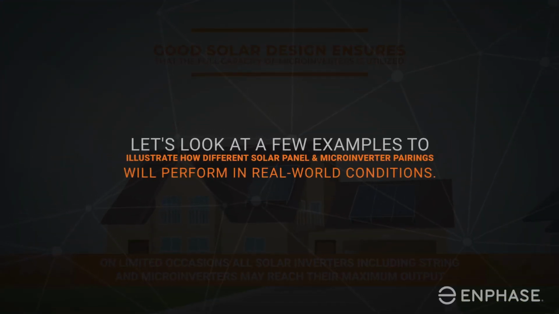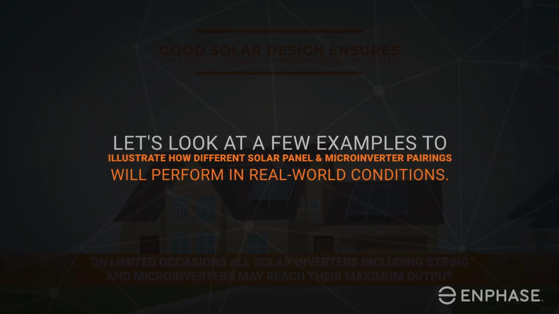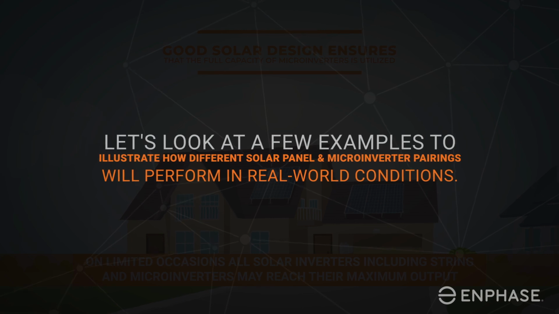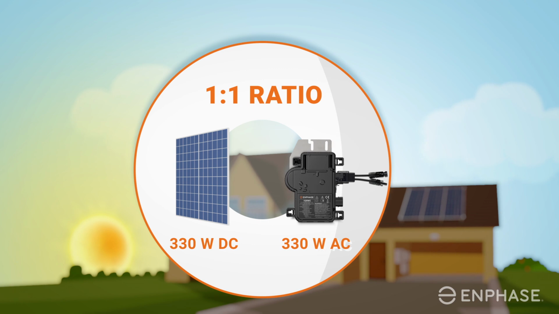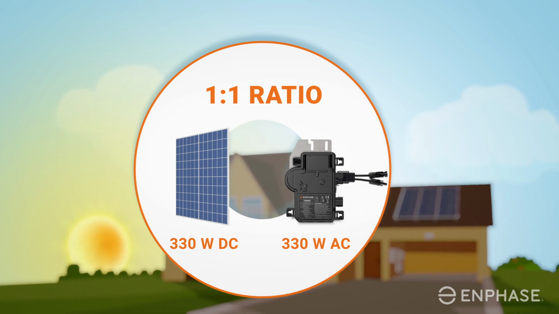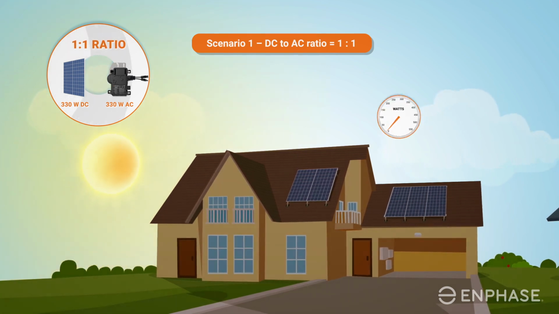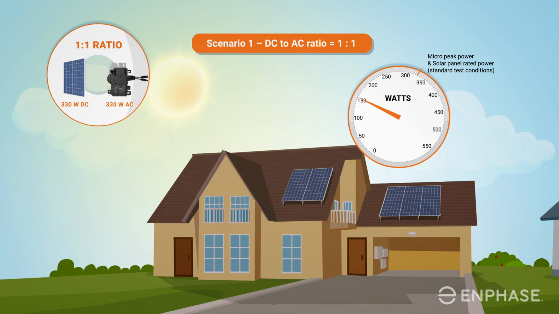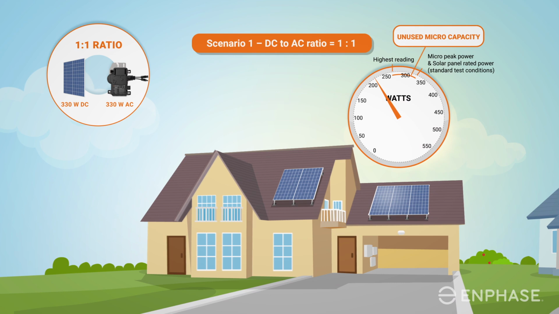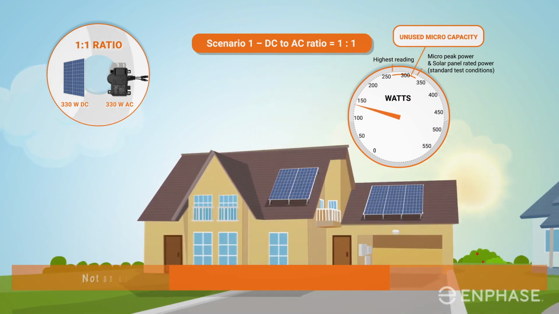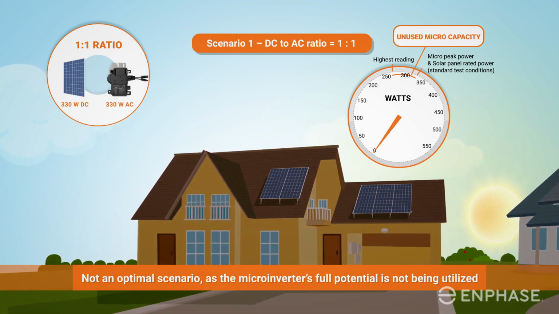Let's look at a few examples to illustrate how different solar panel and microinverter pairings will perform in real-world conditions. Here we have a pairing where the DC rated power of the solar panel is the same as the AC peak power of the microinverter. This is considered a DC to AC ratio of 1:1. During the sunniest time of year, when a solar panel's power output peaks, the highest level is well below the maximum capacity of the microinverter. This scenario is not optimal, as the microinverter's full potential is not being utilized.